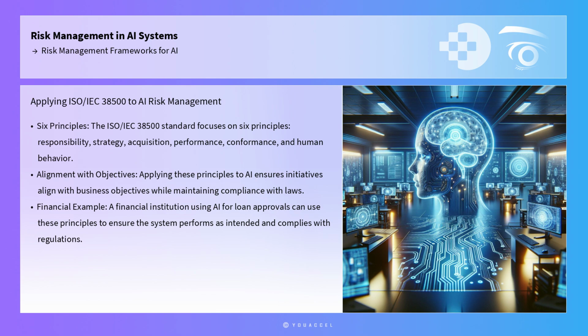Applying these principles to AI, organizations can ensure that AI initiatives align with business objectives while maintaining compliance with relevant laws and standards. For example, a financial institution using AI for loan approvals can utilize these principles to ensure the system performs as intended and complies with financial regulations.